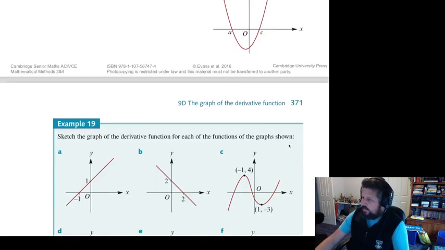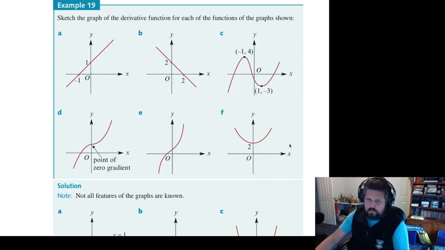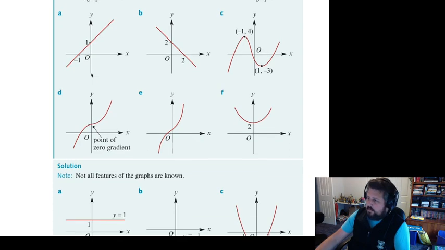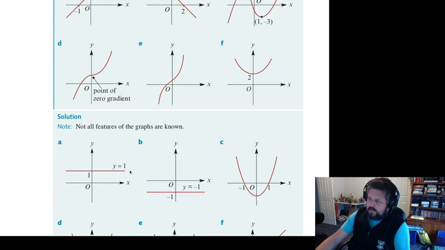Worked examples are pretty self-explanatory. It's just saying sketch the graph of the derivative function for each of these. So again, if you've got a linear equation, the derivative of that is just going to be a straight horizontal line at the gradient of that line. So you need to think about what the slope of this is. Here it's obviously going across 1, up 1, so the gradient's 1. You can see here we're sketching the derivative function.